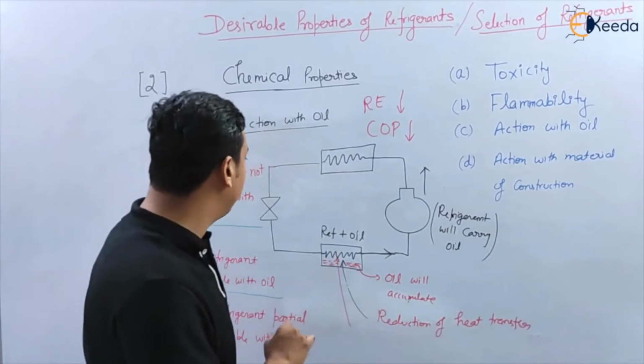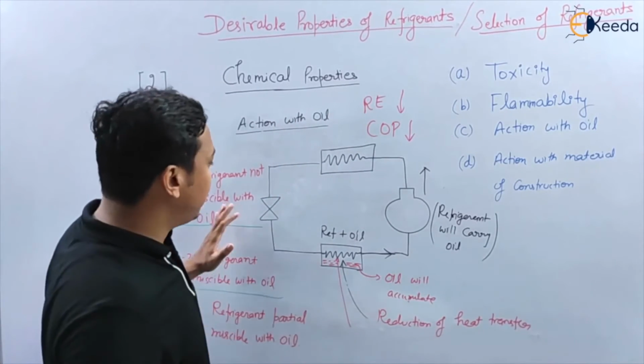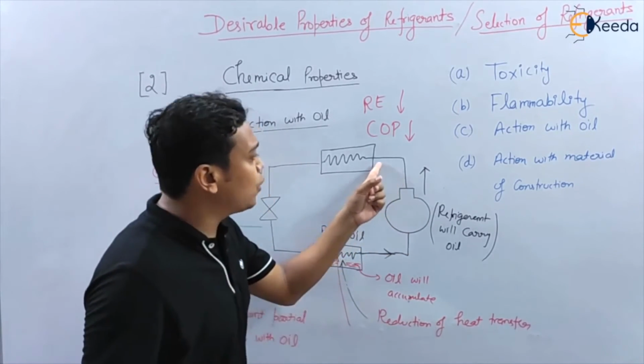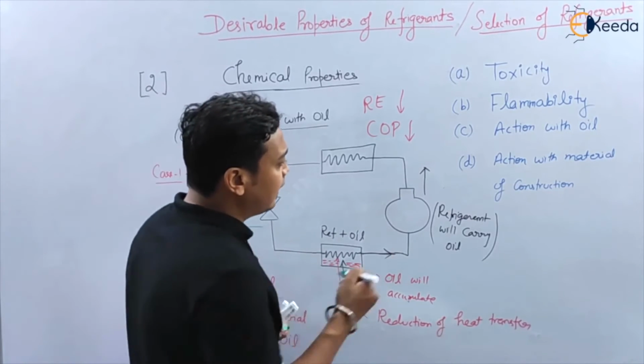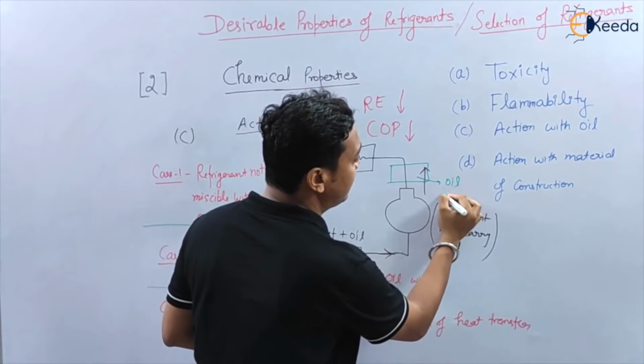For case 1, refrigerant not miscible with oil. If the refrigerant is not mixable with oil, then the refrigerant will go to the condenser. Here I will take an oil separator.